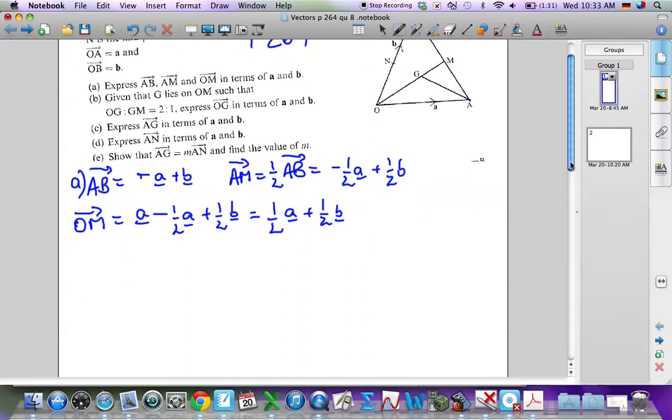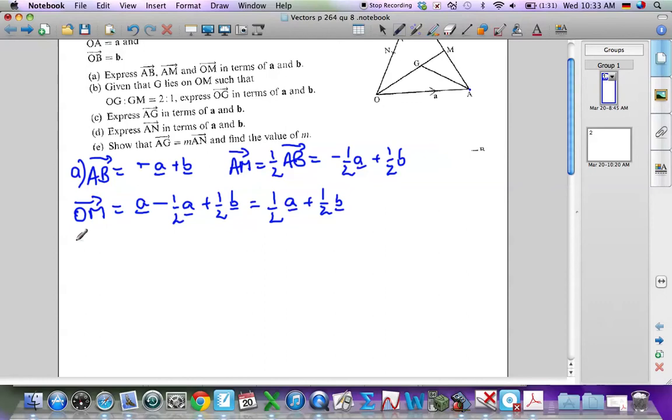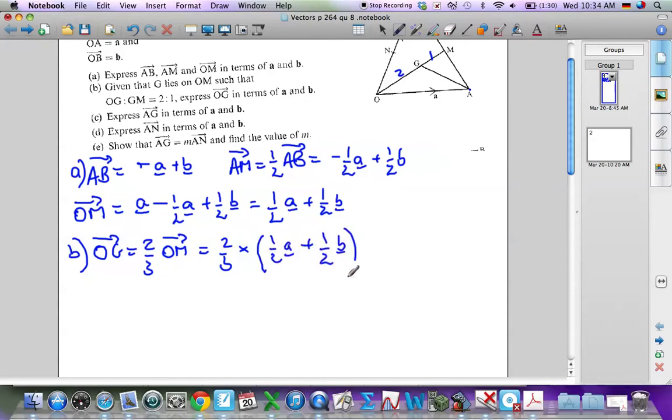Okay, then the next thing is they give us some information. They say, given that O to G and G to M are in the ratio 2 to 1, find OG. Now we've just worked out O to M, and hopefully you can figure out that the O to G is 2/3 of O to M. And O to M I've got here. So I need to do 2/3 times the whole of this bracket, a half A plus a half B.